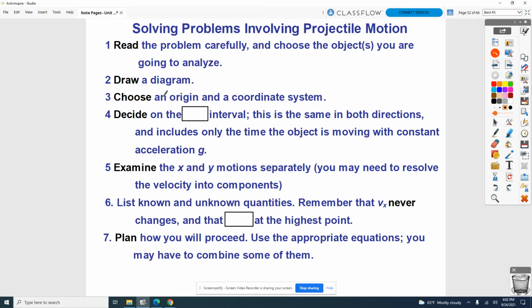Decide on the time interval. This is the time that is the same in both directions, but it's only the time in which the object is moving with a constant acceleration g. If this is true projectile motion with no air resistance, then whenever it's in the air, it's accelerating only at the value of g. Examine the x and y motions separately. You may need to resolve velocity into its components. List the known and unknown. Remember, Vx doesn't change. There's nothing changing the motion in the horizontal direction. And sometimes we need to look at what's going on at the highest point. Remember, Vy is 0 up there. Plan how you're going to proceed. Use the appropriate equations. You may need to combine some of them.